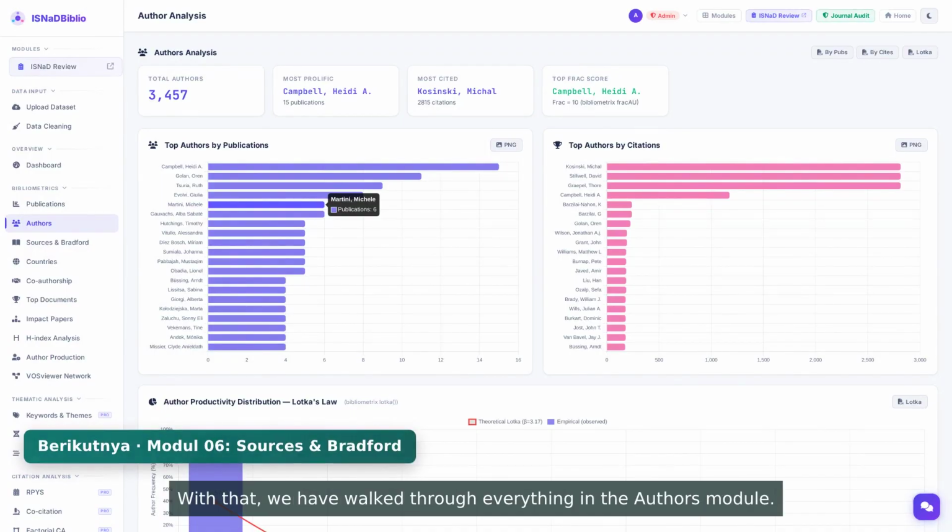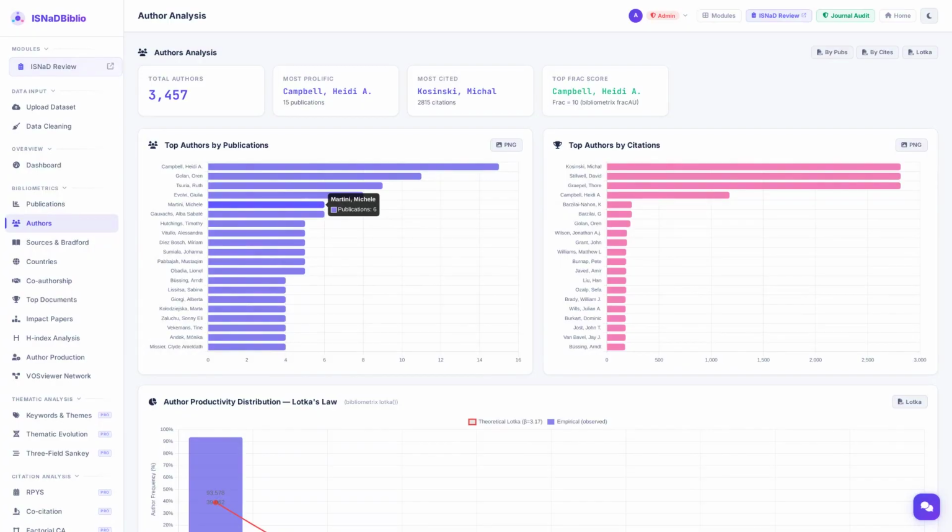With that, we have walked through everything in the Authors module. You can now recognize the leading figures in this field of study. In the next module, we move on to Sources and Bradford to identify the core journals.